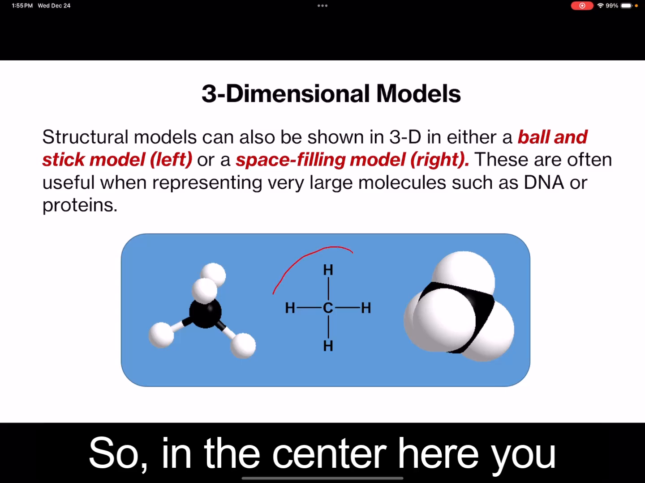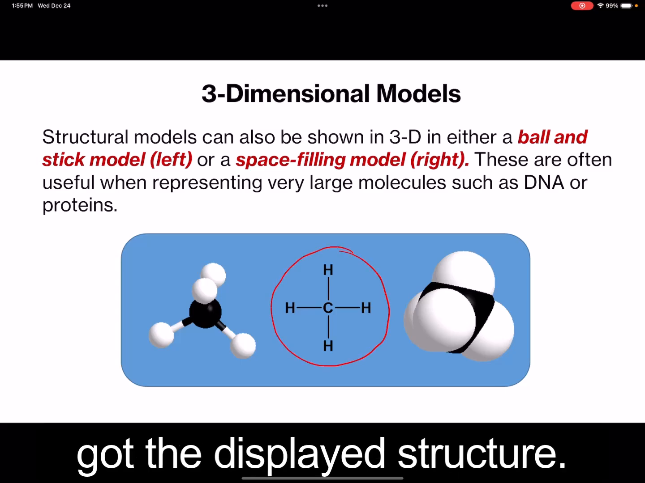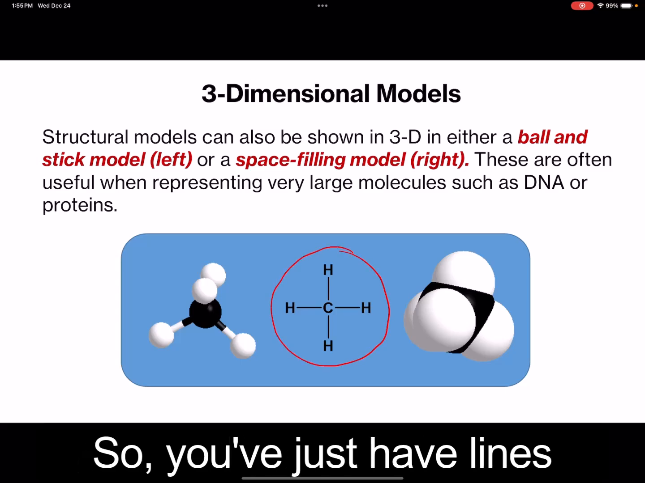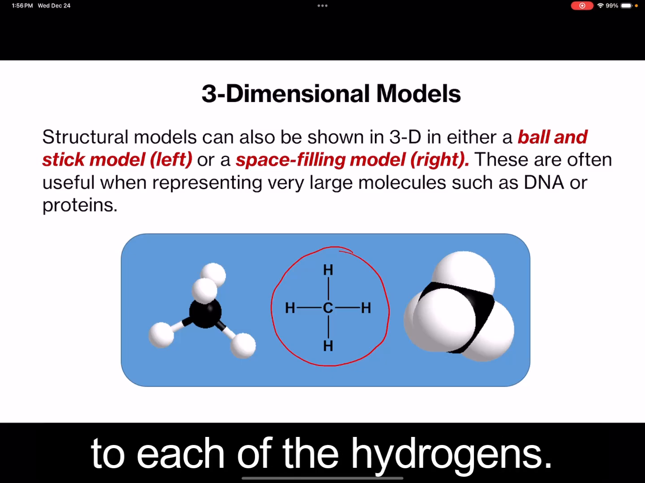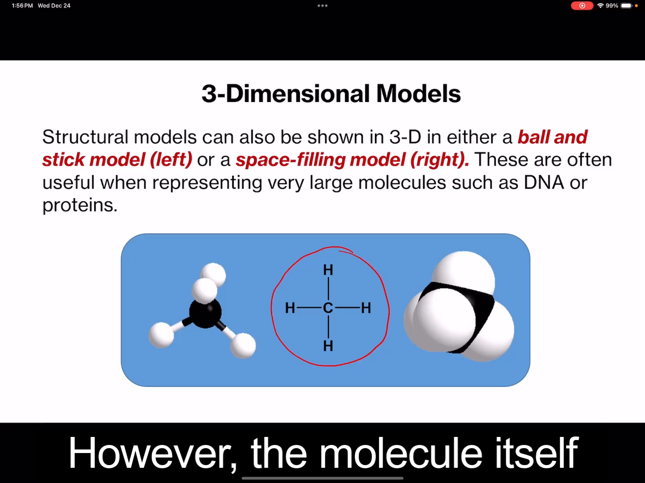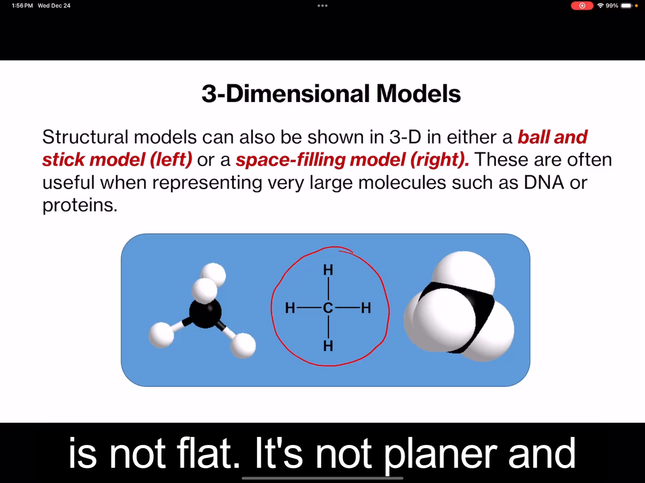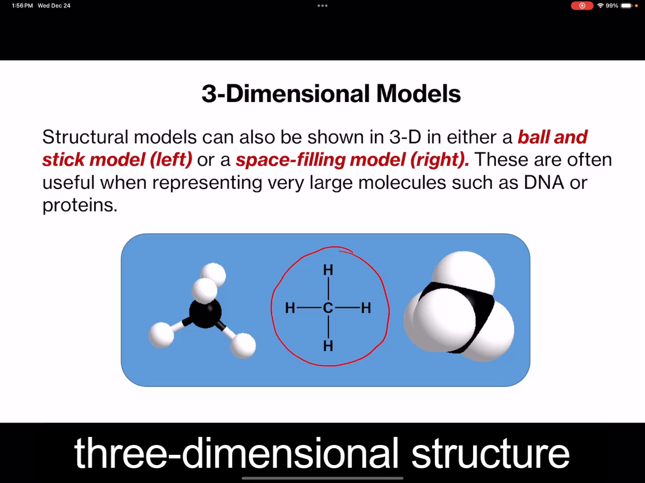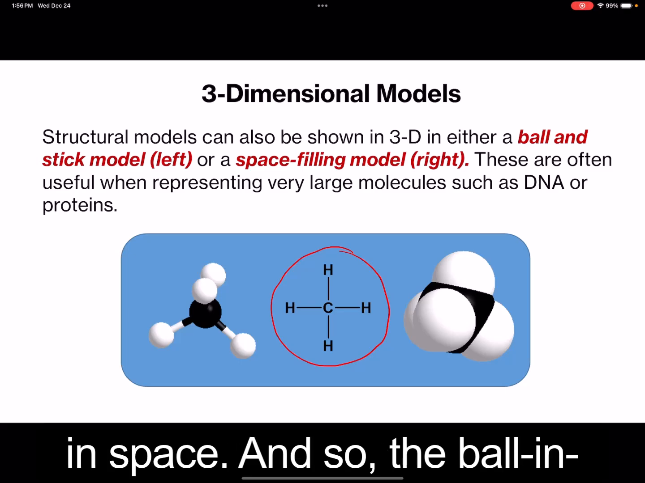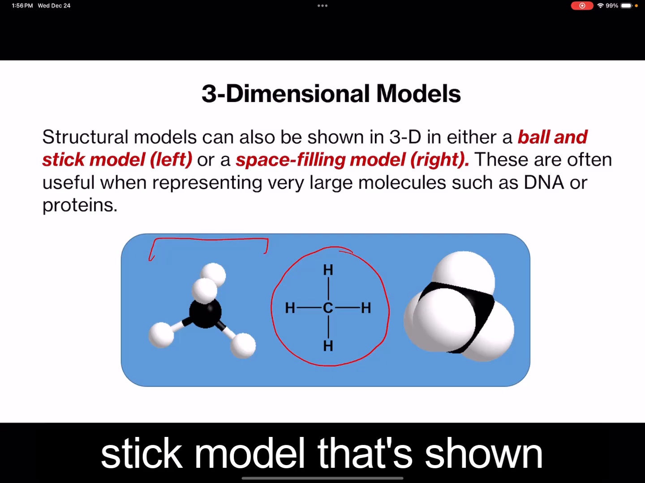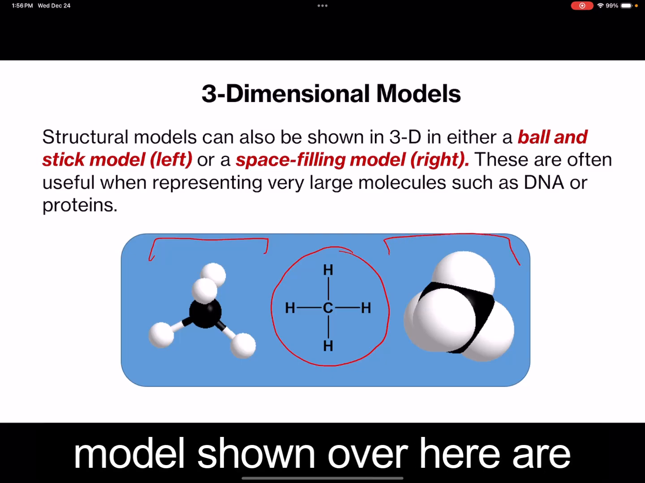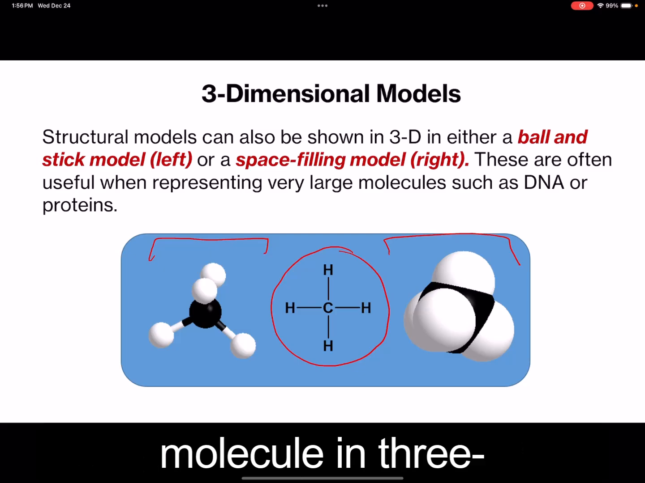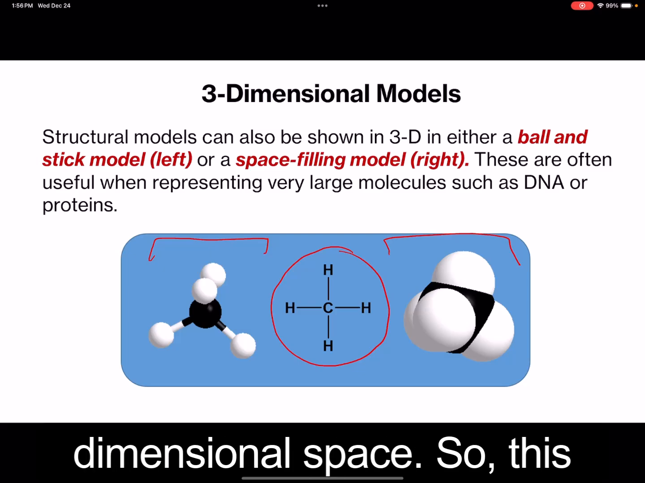So in the center here, you have methane, and you've got the displayed structure. So you just have lines representing each bond out to each of the hydrogens. However, the molecule itself is not flat, it's not planar and two-dimensional. It has three-dimensional structure in space. And so the ball and stick model that's shown here and the space-filling model shown over here are better representations of that molecule in three-dimensional space.